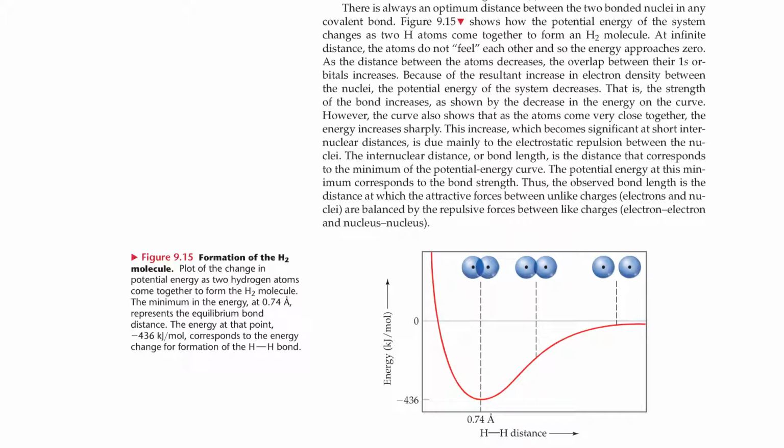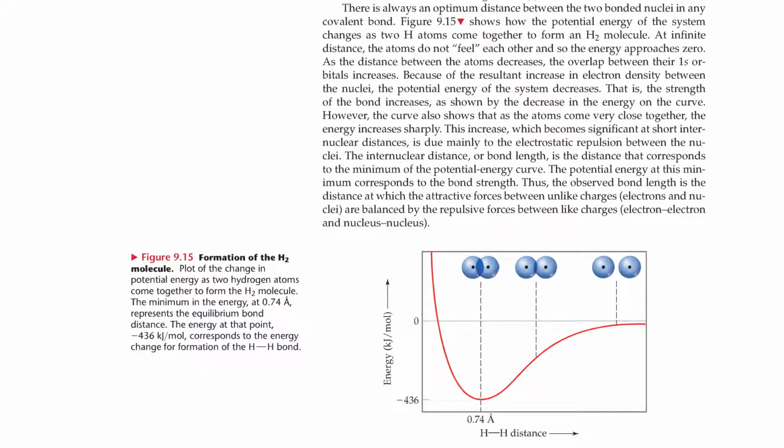However, the curve also shows that as the atoms come very close together, the energy increases sharply. This increase, which becomes significant at short internuclear distances, is due mainly to the electrostatic repulsion between the nuclei. The internuclear distance, or bond length, is the distance that corresponds to the minimum of the potential energy curve. Thus, the observed bond length is the distance at which the attractive forces between unlike charges are balanced by the repulsive forces between like charges.